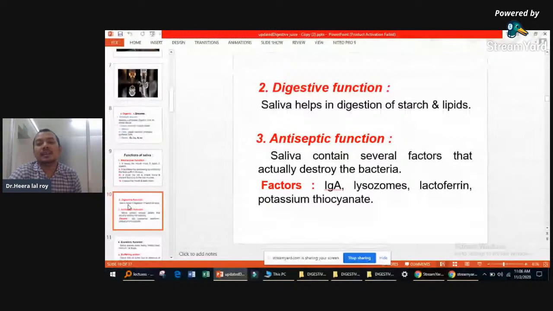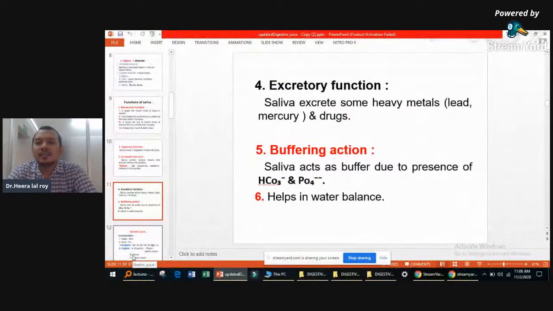That is, saliva has several factors and enzymes that destroy bacteria, and it has factors like IgA, secretory immunoglobulin, lysozyme, lactoferrin, and potassium thiocyanate. Saliva also has a distinct function in the excretion of heavy metals like mercury, and drugs, and also helps as a buffer, with substances like bicarbonate and phosphate, and also it helps in water balance. How? In the thirst mechanism, we feel thirst when we are thirsty, and that's how saliva comes out, makes some water balance, and keeps us fit.